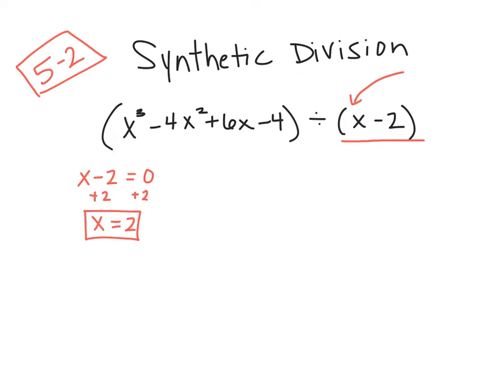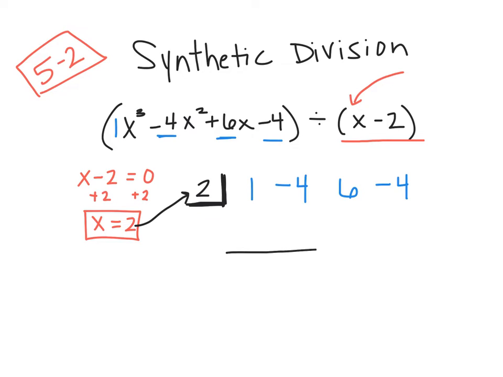So we need that number 2, and when we set up our division, I'm going to put that number right here. So we're going to make this box and put a 2 right in that box. Okay? The next thing we need to take a look at is this polynomial. Now I want you to look at all of the coefficients of that polynomial. So here in this case we have a 1. Then we have a negative 4. Right there. Then we have a 6. And again a negative 4.